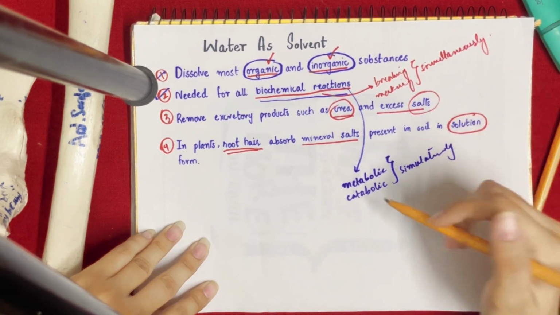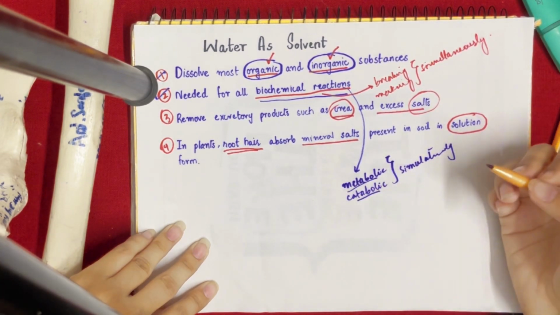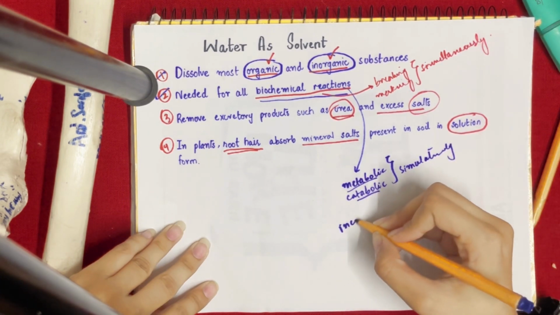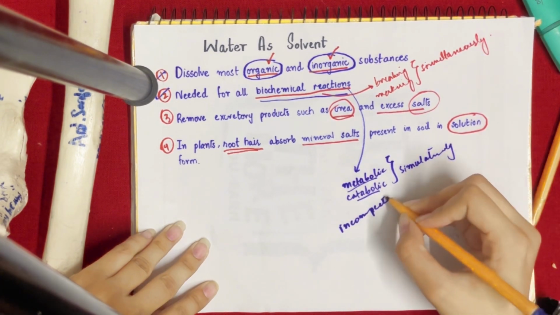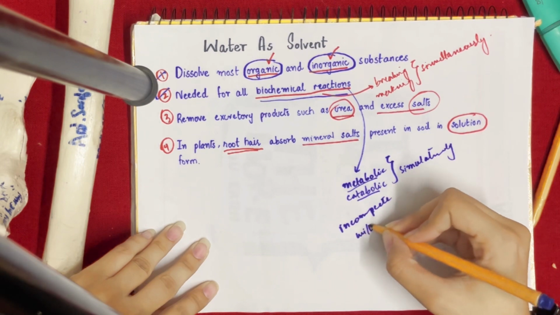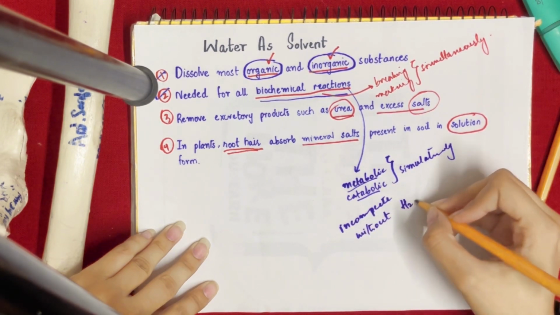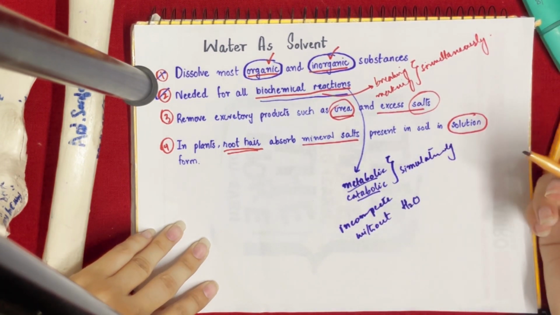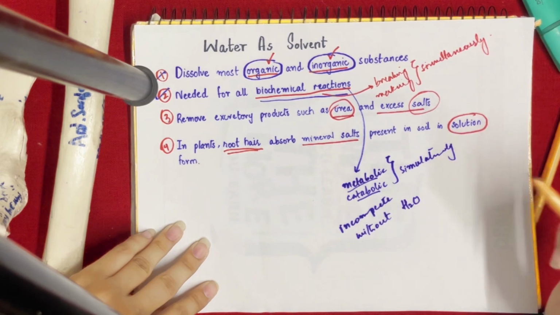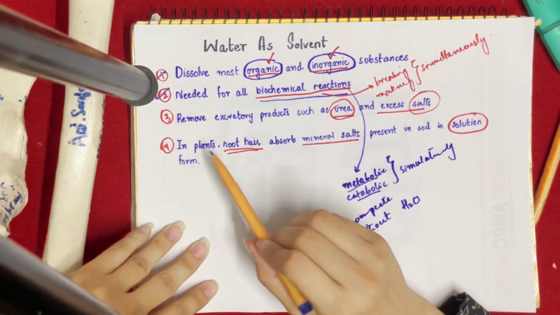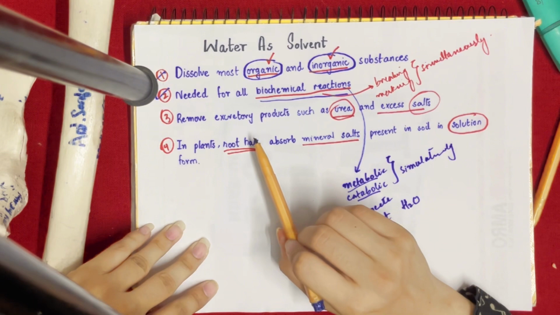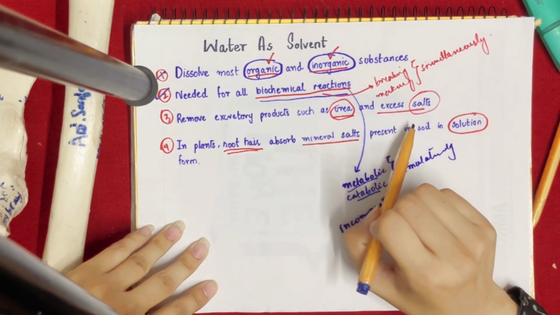So, all of these catabolic and metabolic reactions are incomplete without water. Since water is a major solvent, they are incomplete without it. They require water in order to proceed. That's why water is needed for all the biochemical reactions. Now, the third pointer asks us to remove excretory products such as urea and excessive salt.